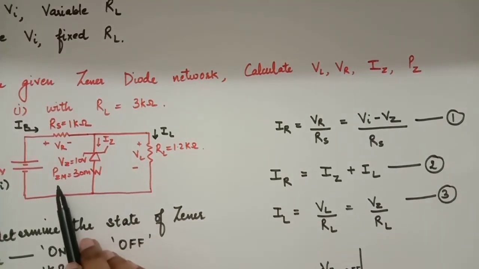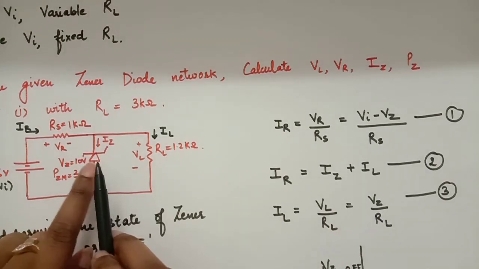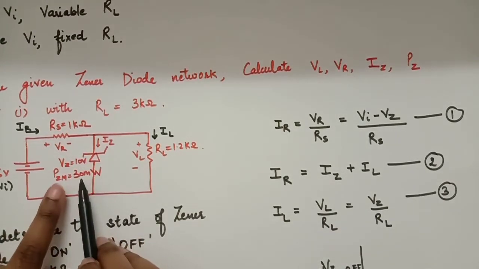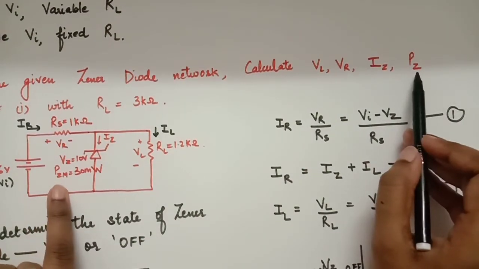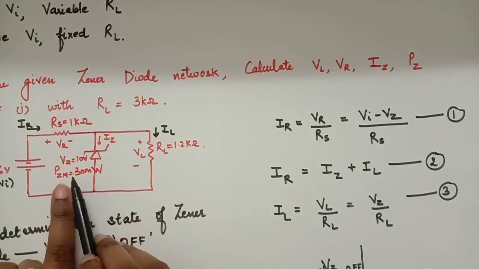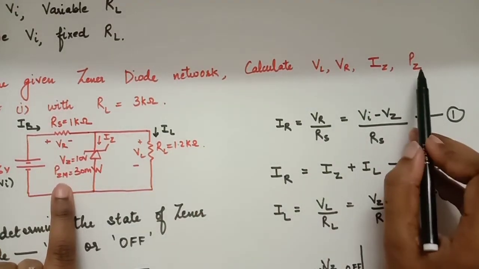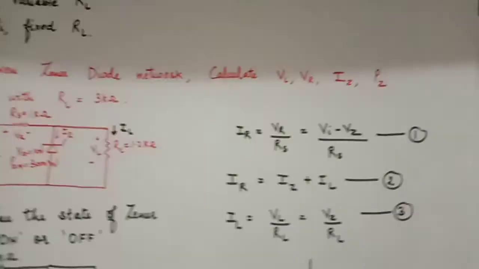So what is this PZM? This is the maximum power that this diode can bear or tolerate. So you need to remember this is not PZ. PZ means the power that you are applying, and this is the maximum power that your diode can tolerate. So you are asked the power that is applied or that will be dissipated.